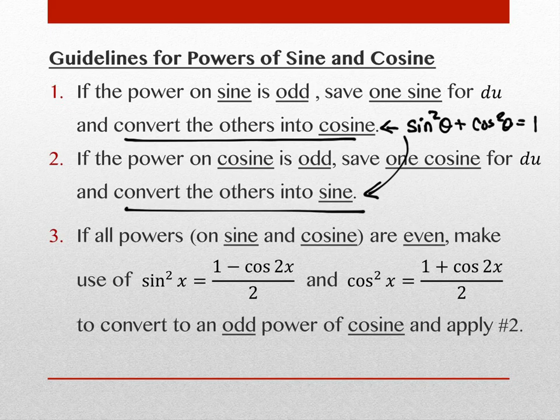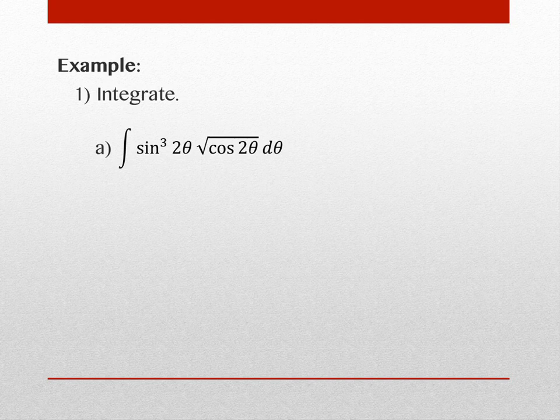And I have either 2 or 3 examples for each one of these different direction sets that we have. So here's our first one. Okay, so we go down our list of guidelines, but here's our original problem. It says that we have the integral of sine cubed 2 theta square root cosine 2 theta d theta.